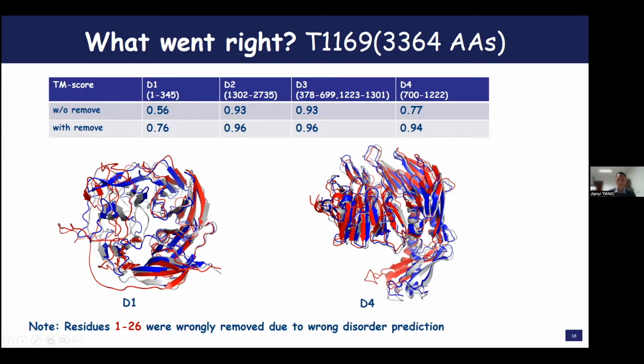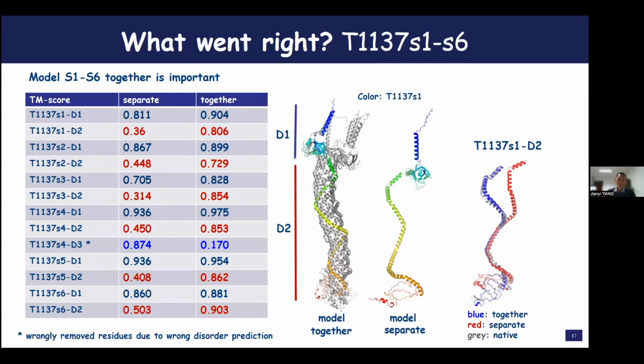So another target is this one, this is very big. And for this target, especially for this protein oligomer, you can see the first six chains have strong intertwining interactions. So if we need to put them together to model, you can see here, this is for the first six chains. For this one, basically we're using AlphaFold2 multimer.